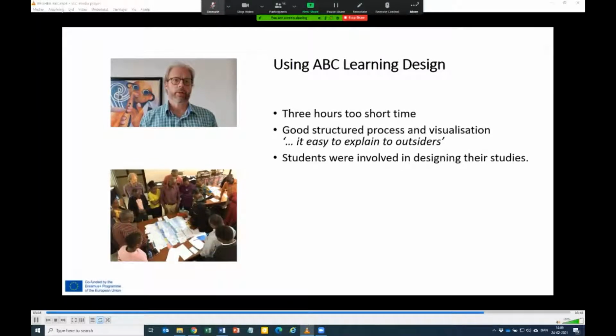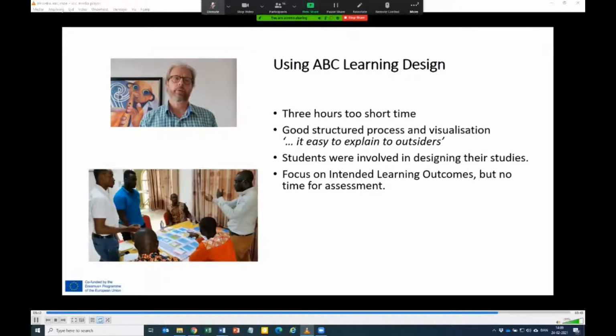It was appreciated that students were actually involved in designing their studies. The whole work took its starting point in ILOs, and it would be obvious to include assessment in the process, but time did not allow that. A next natural step would be to move to ABC learning design at course level, which we have done at one of the universities until now.